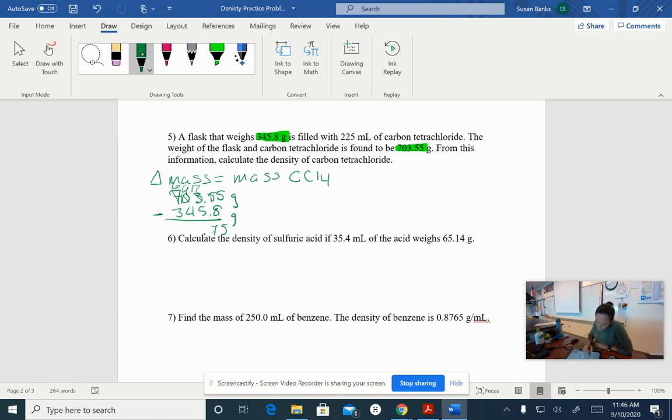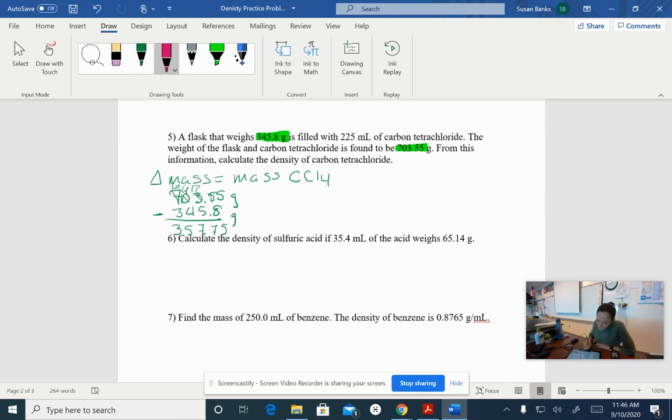So 12 minus 5 is 7, 9 minus 4 is 5, and 6 minus 3 is 3. So I should get, let me make sure I did my math right. So 703.55 minus 345.8. Yep, 357.75 grams. Now, you should see that I made a mistake in there in terms of significant figures.